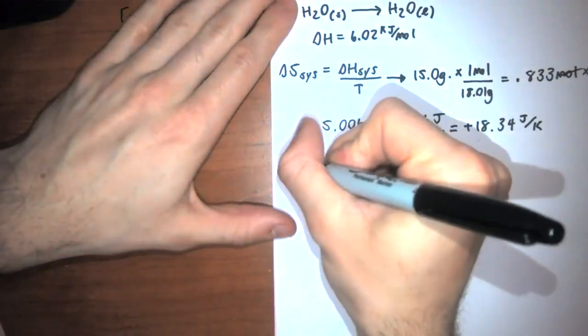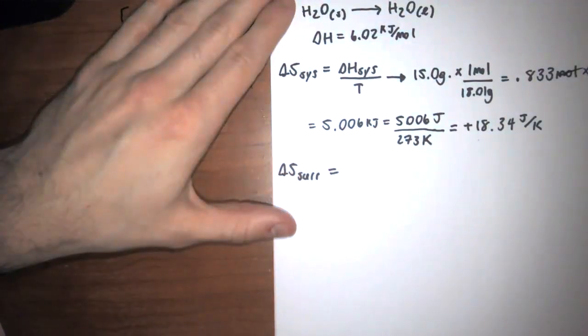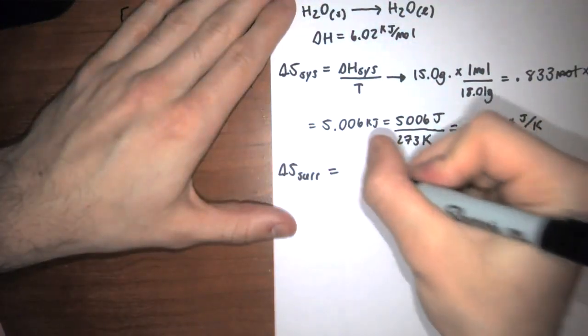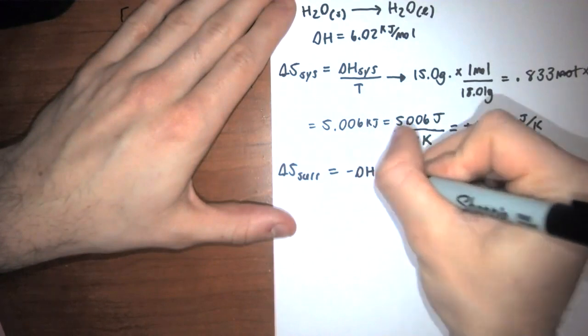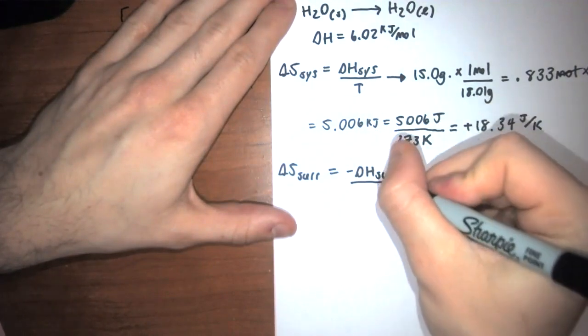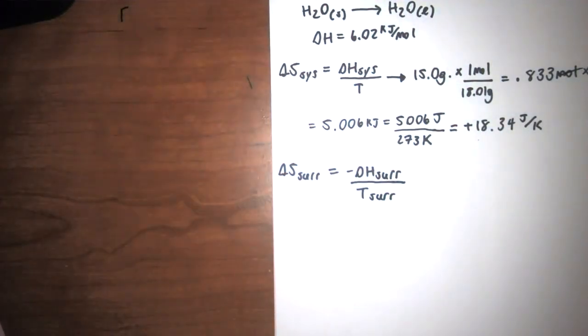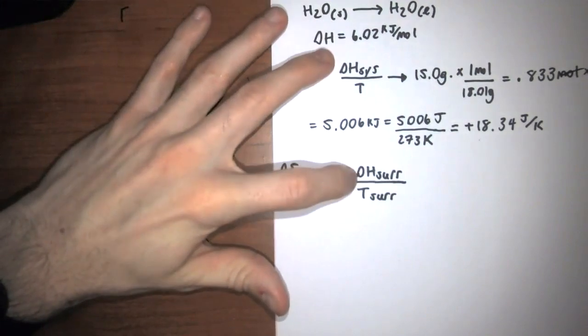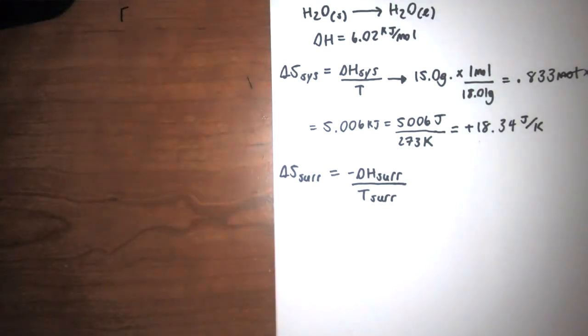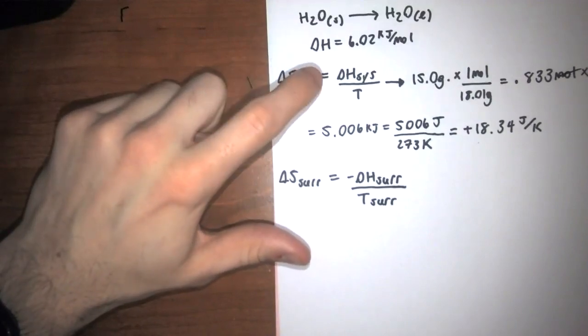Delta S of the surroundings. Whenever you think about the system, you also think about the surroundings. So the delta S of the surroundings is negative delta H of the surroundings over temperature of the surroundings. One is positive, one is negative. Go ahead and think about why the system delta H is positive.